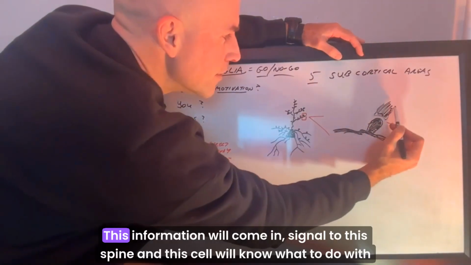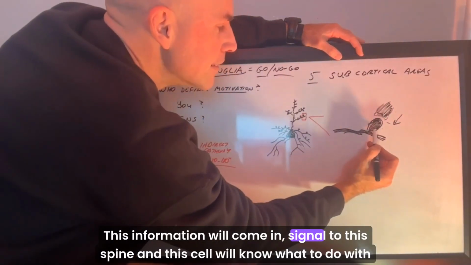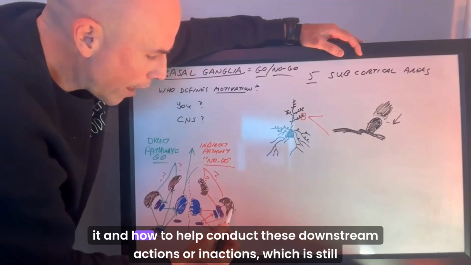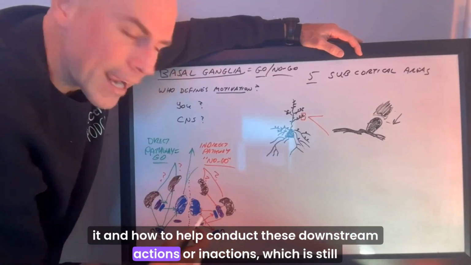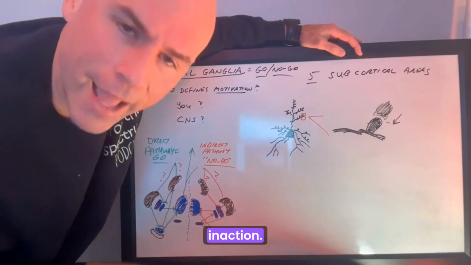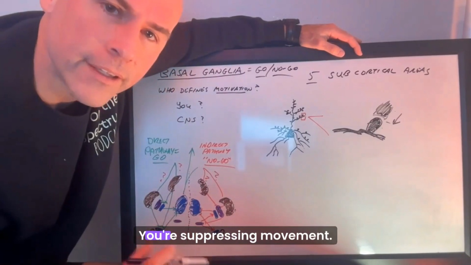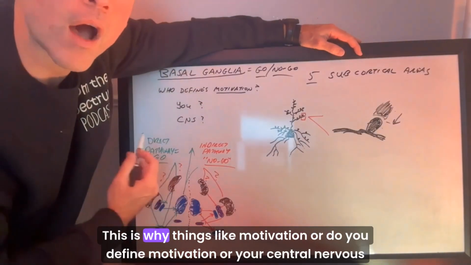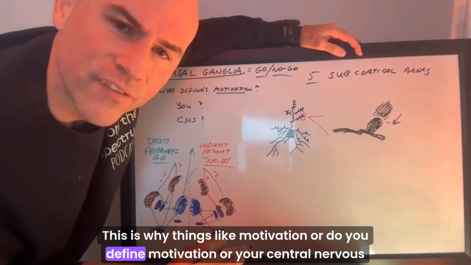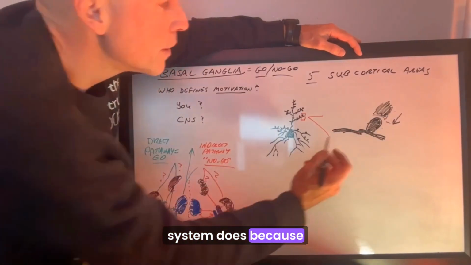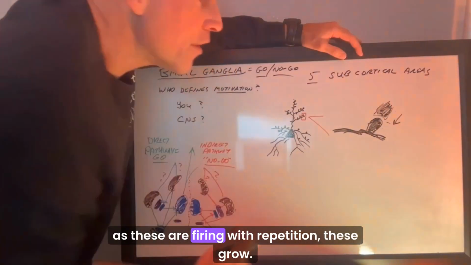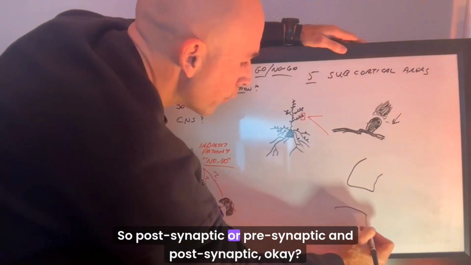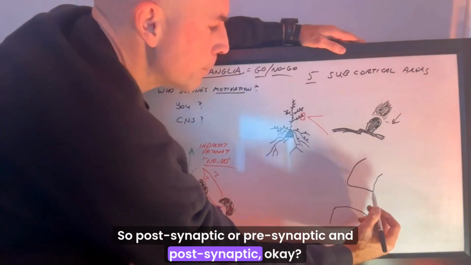So this information will come in, signal to this spine, and this cell will know what to do with it and how to help conduct these downstream actions or inactions, which is still action, because you're suppressing the target, you're suppressing movement. It's what the living organism is doing. This is why things like motivation, or do you define motivation, or does your central nervous system? Because as these are firing with repetition, these grow. So postsynaptic or presynaptic and postsynaptic, okay?